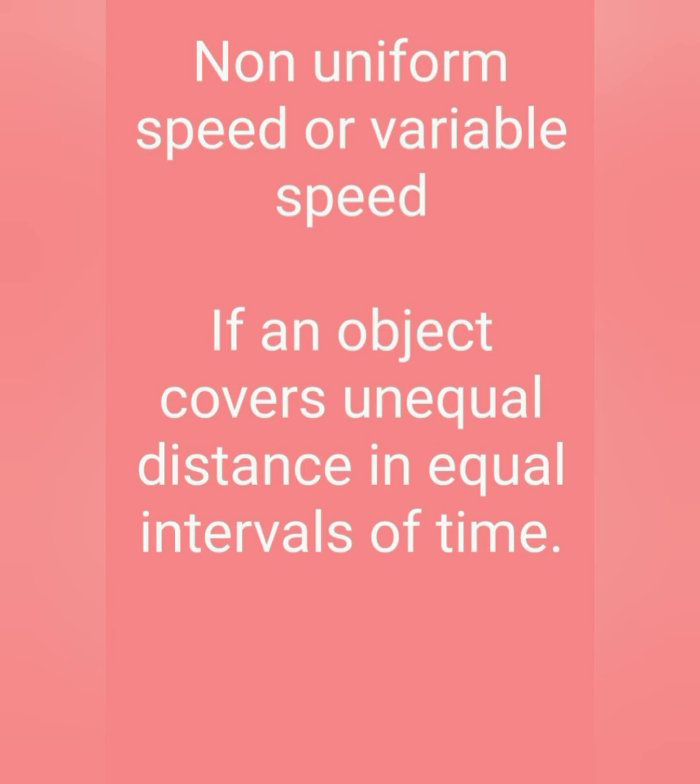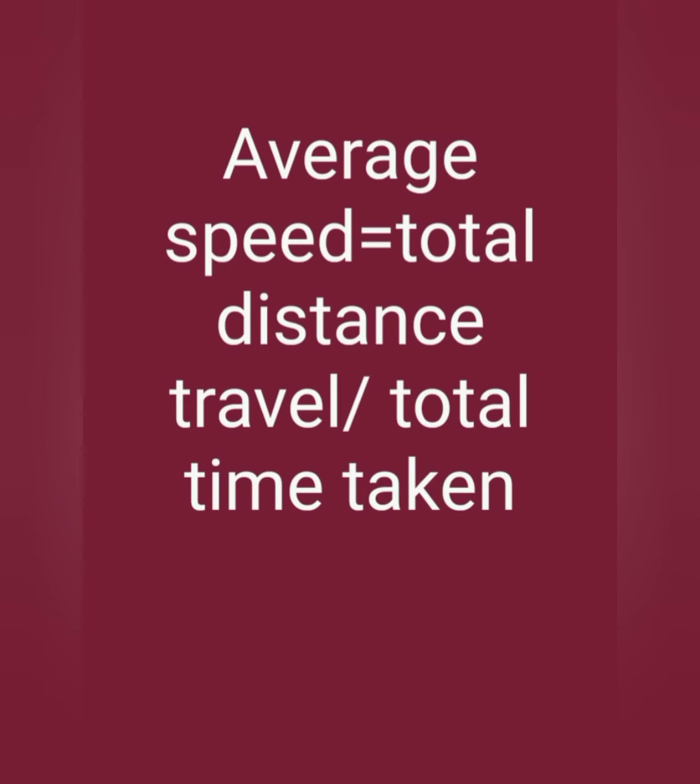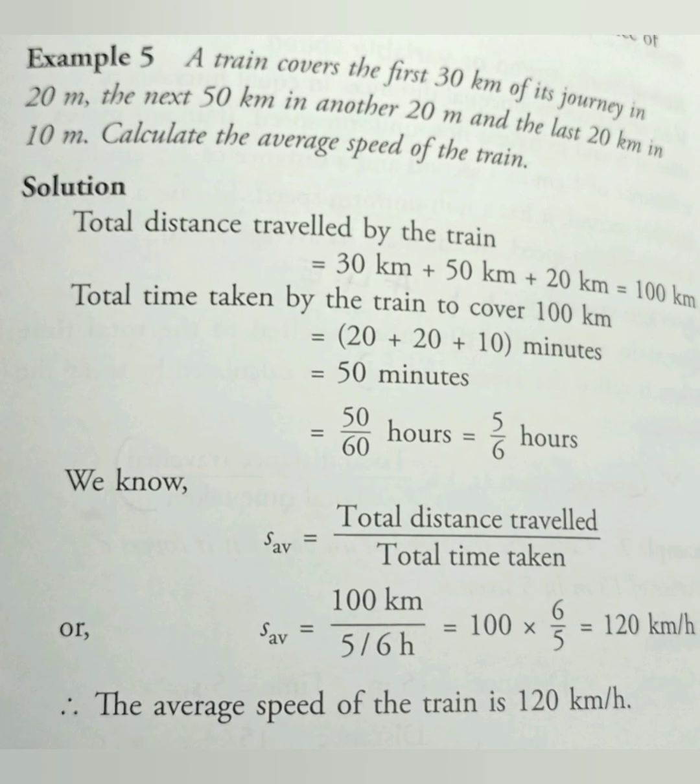In the case of a body with non-uniform speed, we calculate its average speed. So the next topic is average speed. What is average speed? The ratio of the total distance traveled to the total time taken is called the average speed. So average speed is equal to total distance traveled upon total time taken. We can understand average speed by this example.